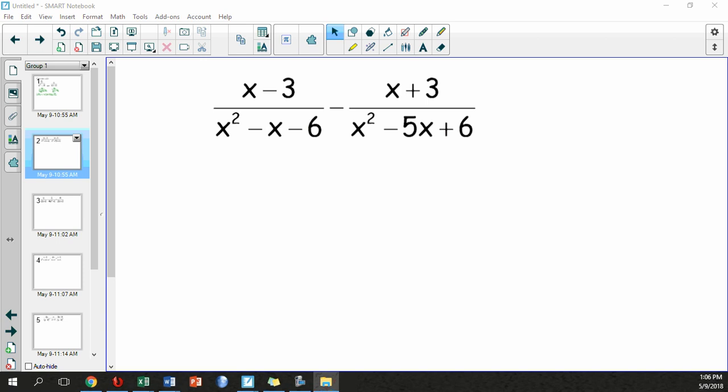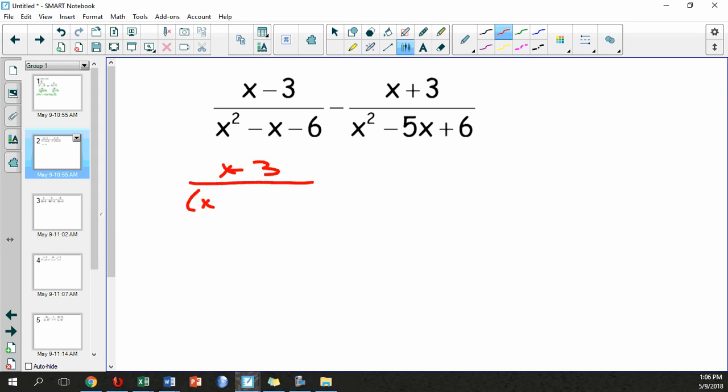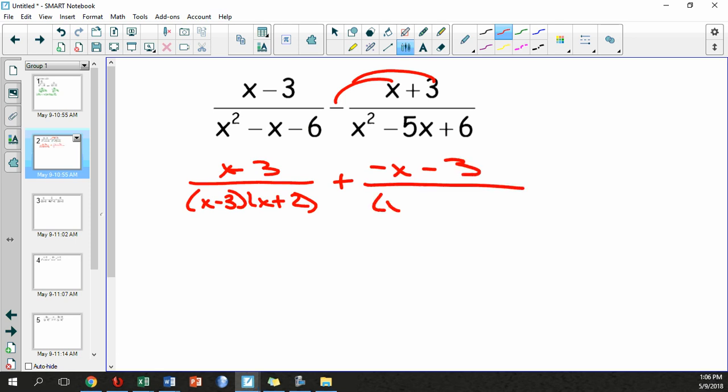Are we ready? Do we need some help? Okay, first things first, you're going to factor each denominator completely. So that's x minus 3, x plus 2. Who got that? Excellent. What do I do with this minus sign? Distribute it to each term, so that's minus x minus 3 all over x minus 2, x minus 3. How many people got that completely?